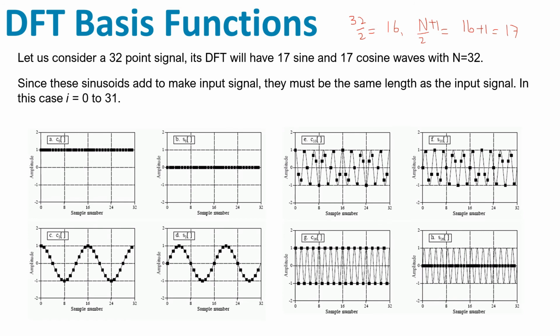To remember that again, REX and IMX. This one will contain the amplitudes of these components S0, S1, S2, S3, S4 and so on, and this one will contain the sums or amplitudes of these components C0, C1, C2, C3, C4, until C16, okay.